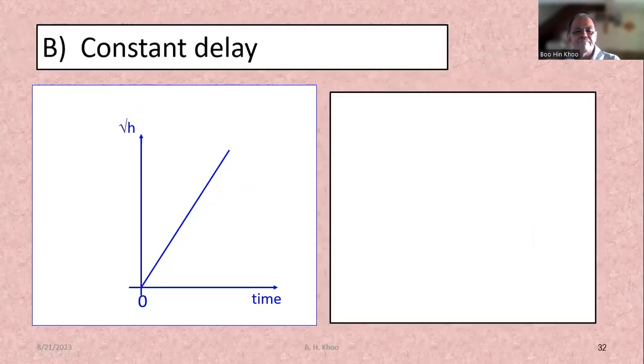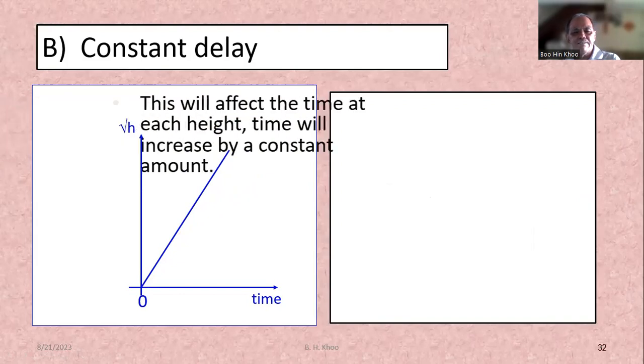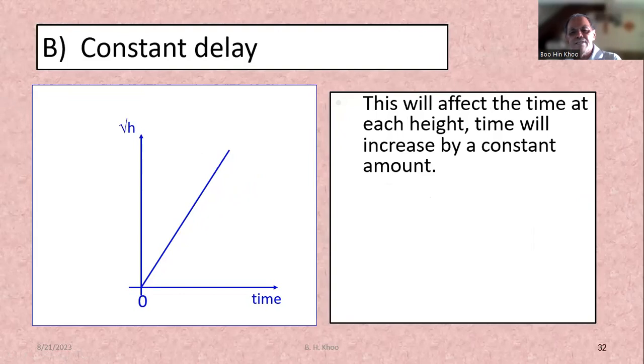Constant time delay. Instead of starting on time, you start a little while later. This will affect the time at each height. Time will increase by a constant amount. Every reading will have a constant amount added to it. So this is systematic error.